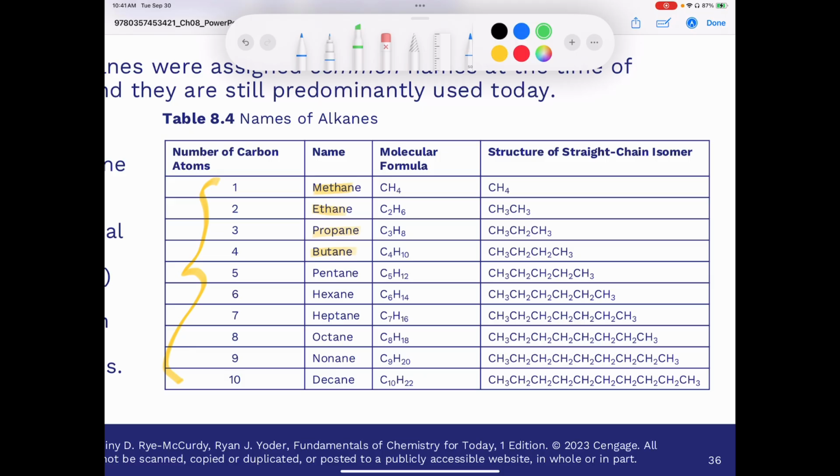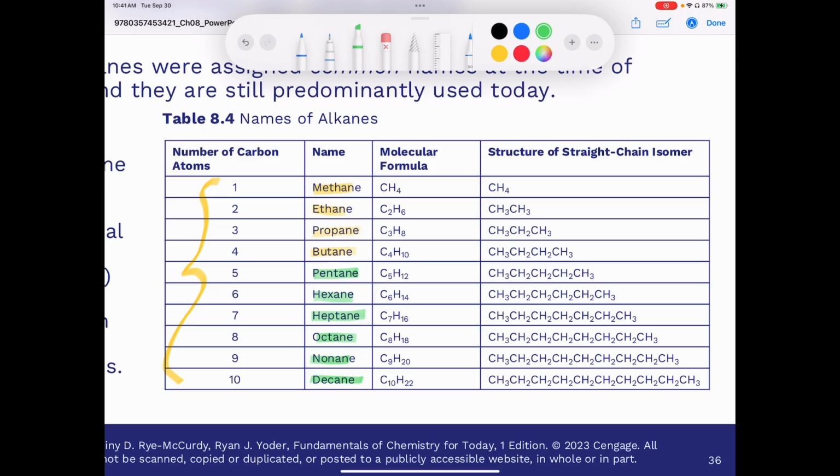Five is pentane. Six is hexane, right? Think a hexagon has six sides to it. Heptane. Then octane, oct is for eight. Then we have nonane, and then decane, right? A decade is 10 years, okay?